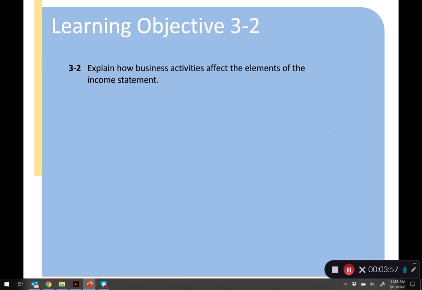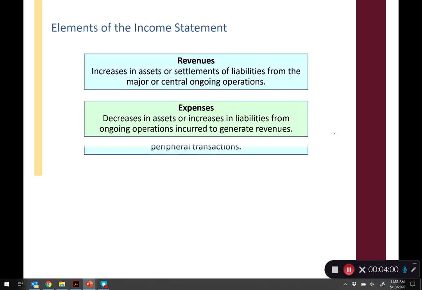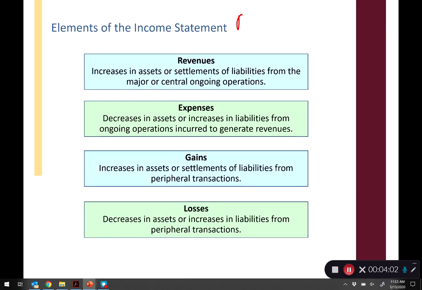So how do business activities affect the income statement? Well, we know the income statement from Chapter 1 is revenues minus expenses equals net income. We're going to expand that knowledge a little bit in this chapter. Revenues are the increases in assets or settlements of liabilities from our ongoing operations. What that means is revenues are going to result in either assets going up or liabilities going down.